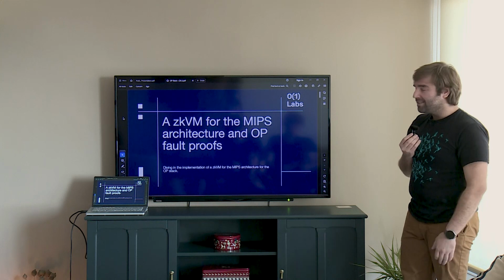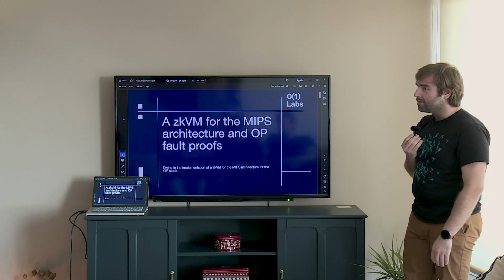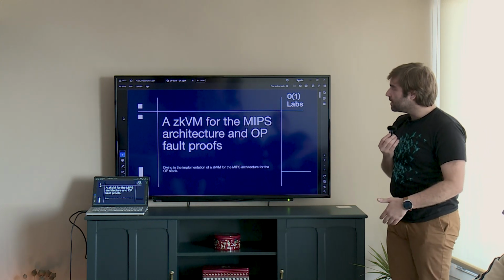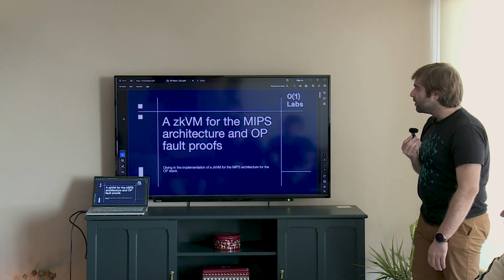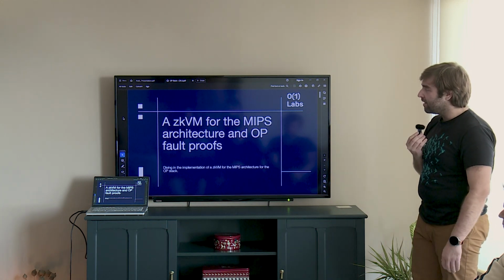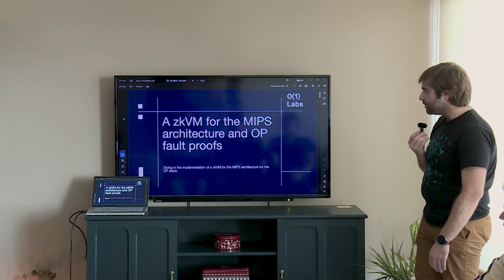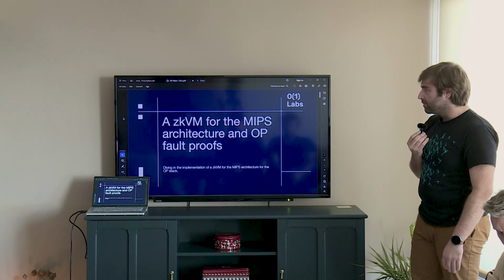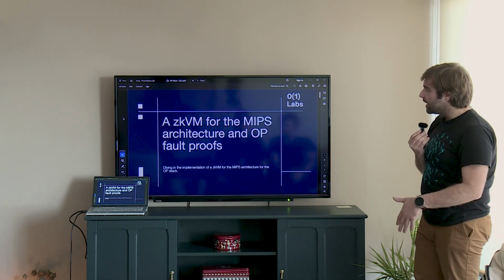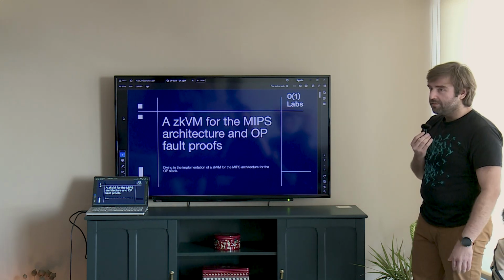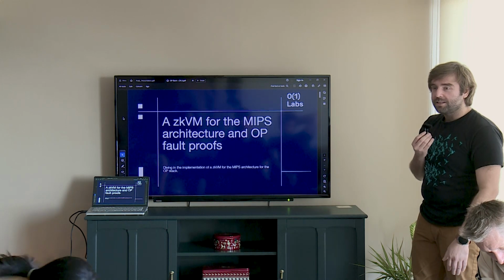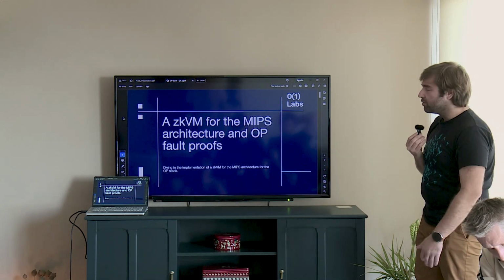What I'm going to present is what we've been working on at Willems, which is a zkVM for the MIPS architecture, and in particular for the OP proofs from Optimism. So I'm going to dive into the implementation of the zkVM and the different choices that we made technically and the cryptographic component.